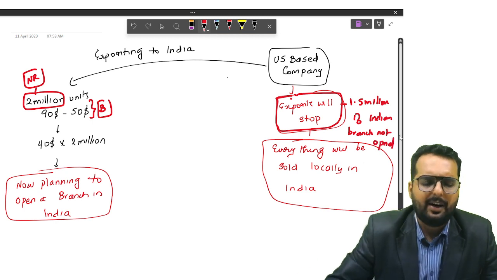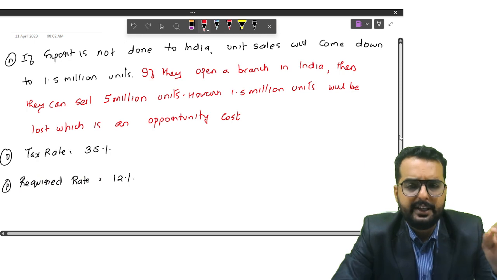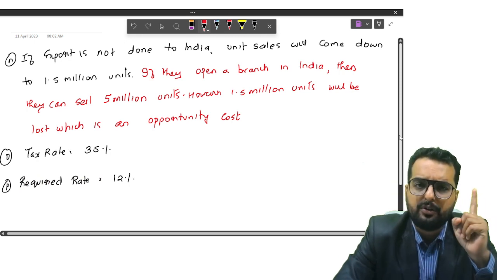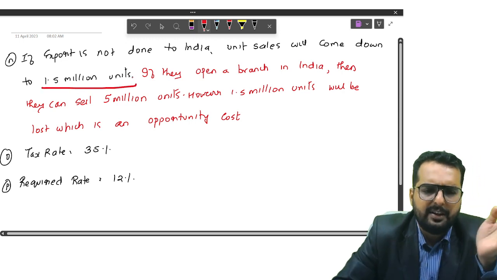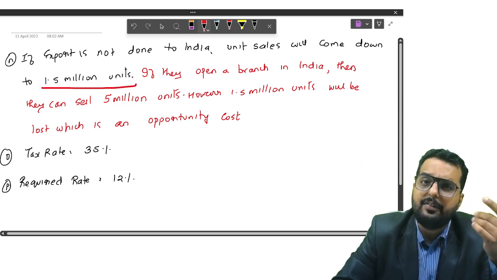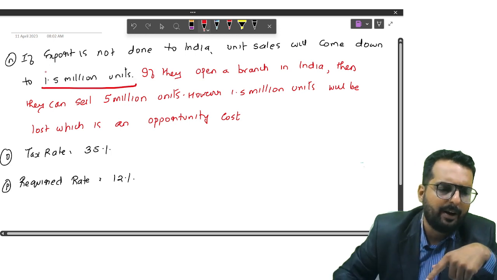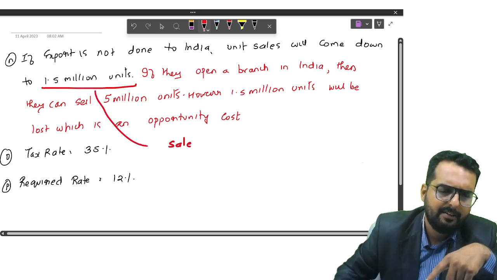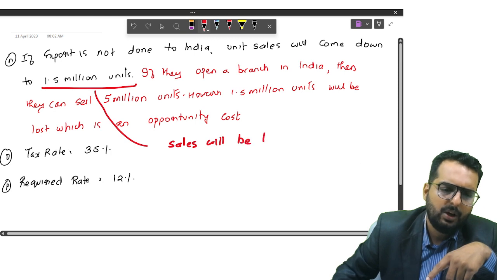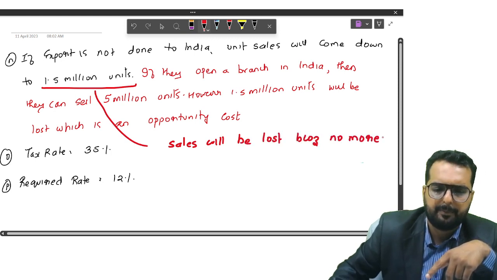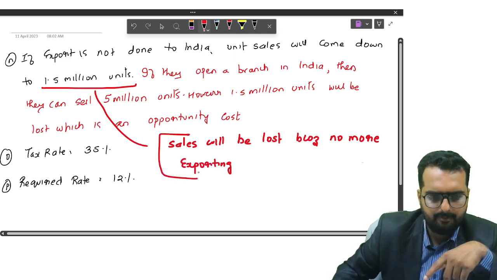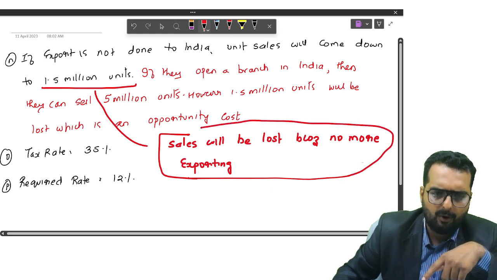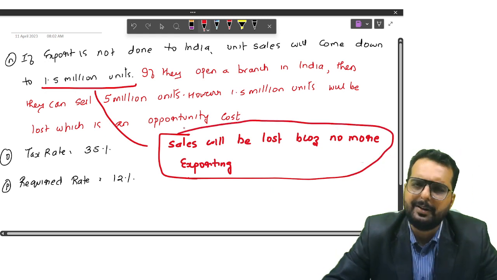Are you clear? Now I'll tell you when I come over here. Now read through this part carefully. If export is not done, sales will come down to how much? 1.5. Now since the branch has been opened in India, they will sell 5 million in India, but this 1.5 million sales will be lost because no more exporting. But overall, what is happening? Your sales is turning out to be 3.5 million.